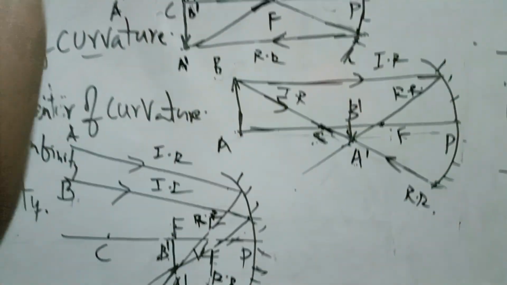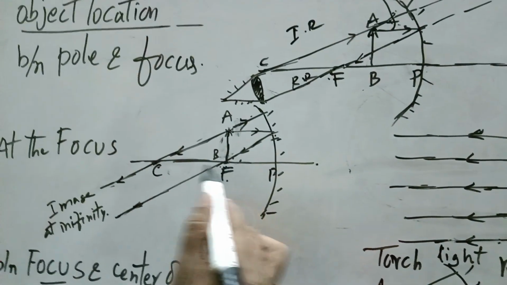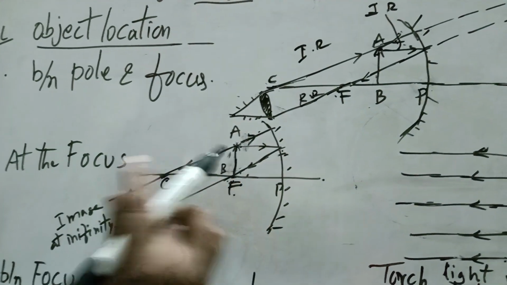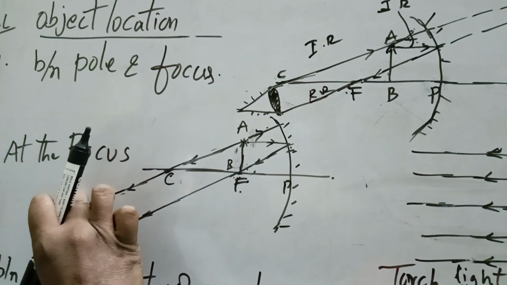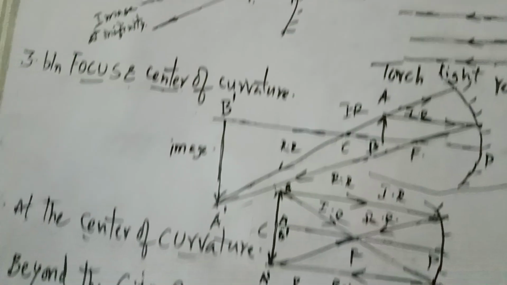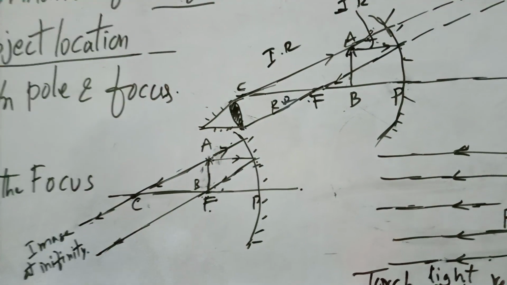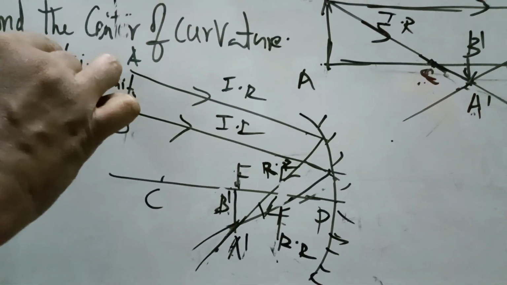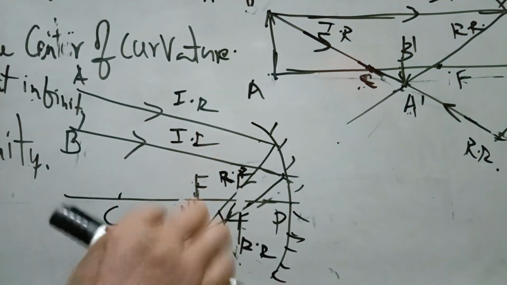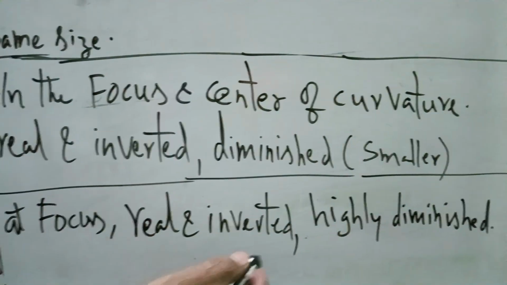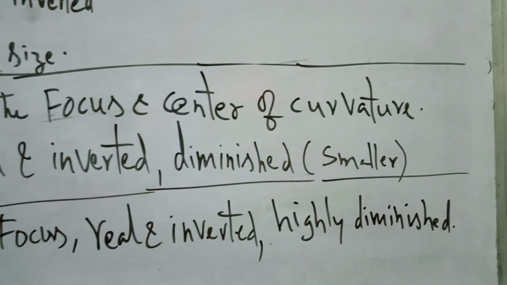And here we can say when the object is at the focus, the image is at infinity. The second one and the sixth are opposite. Here the object is at the focus and the image is at infinity. Here the incident rays come from an object at infinity and the image is formed at the focus. So at the focus, we get a real, inverted and highly diminished, very small image.